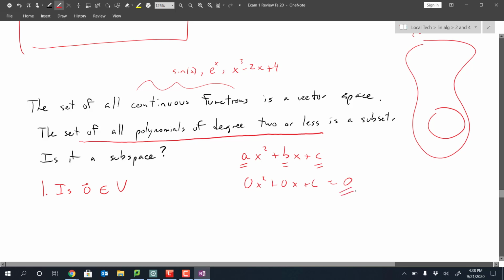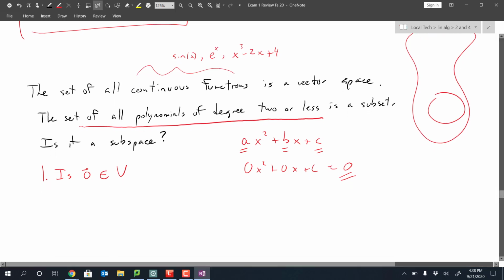If I add that value to any other polynomial, does it change the value of the polynomial? It does not. So 0 is in the set. Next, what about closure under scalar addition and multiplication?